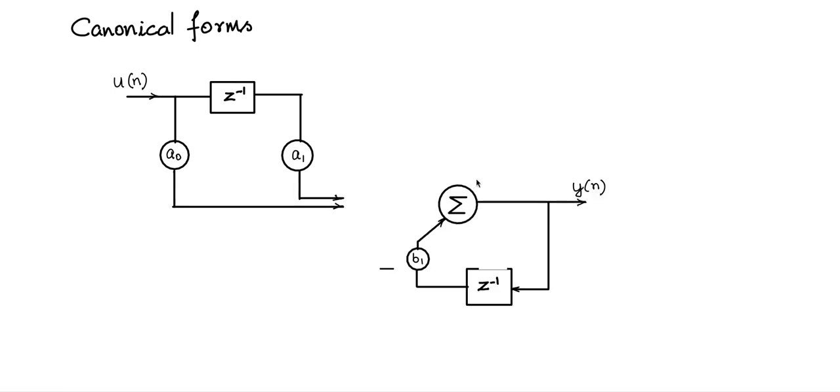So let me split at this point. I will split this, the summer. So I will have one more summer. So without loss of generality, this is still the same block diagram. I have made a split. So the split is, on one side I am having only the feedback part, and the other side here I am having only the feed forward part. So that is the division.